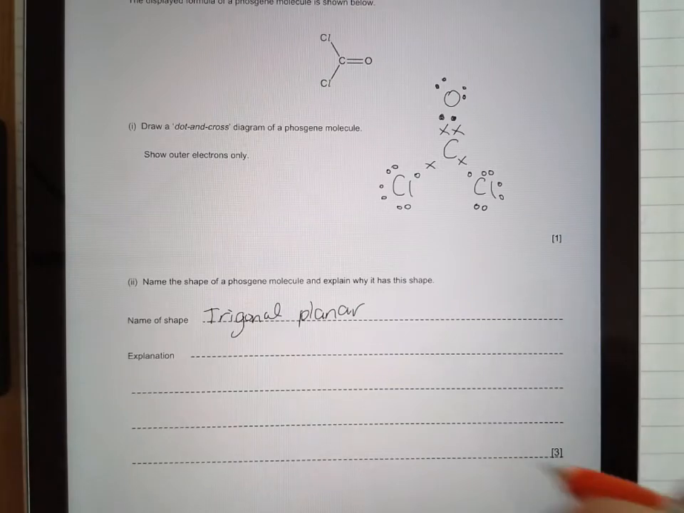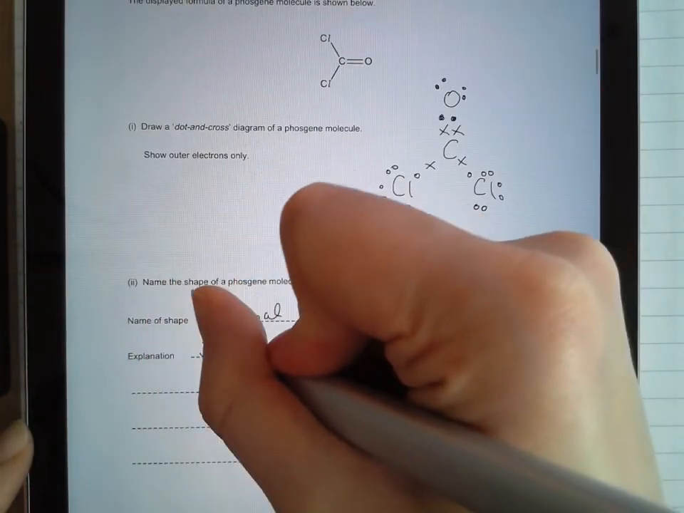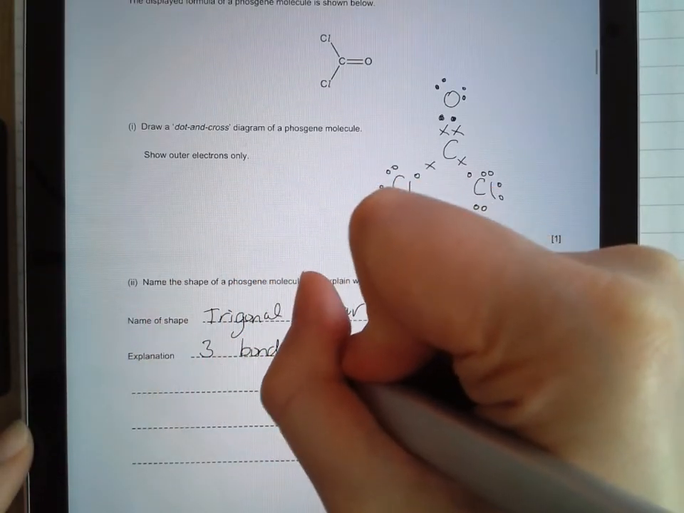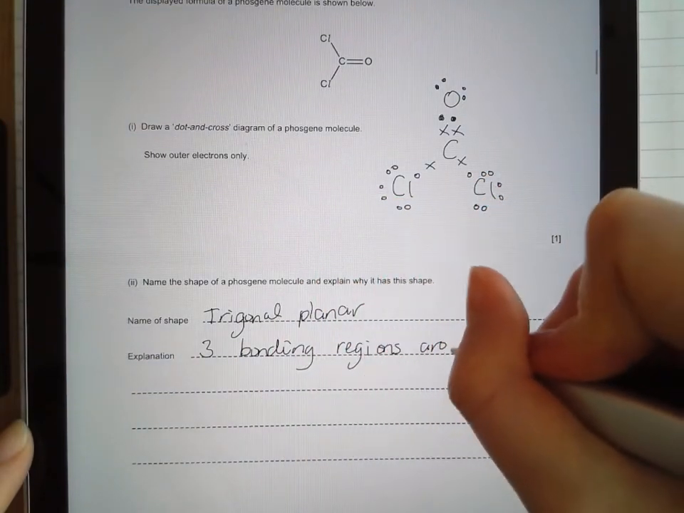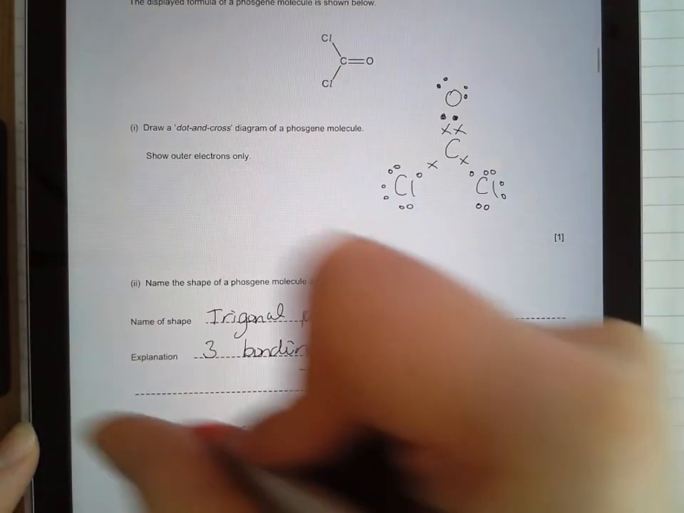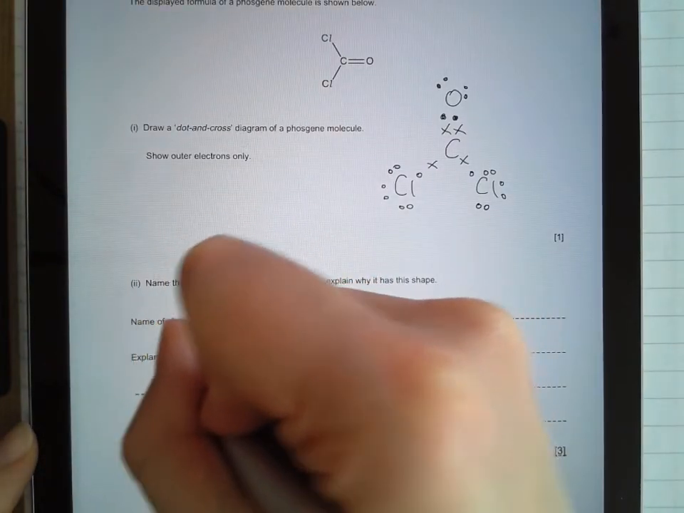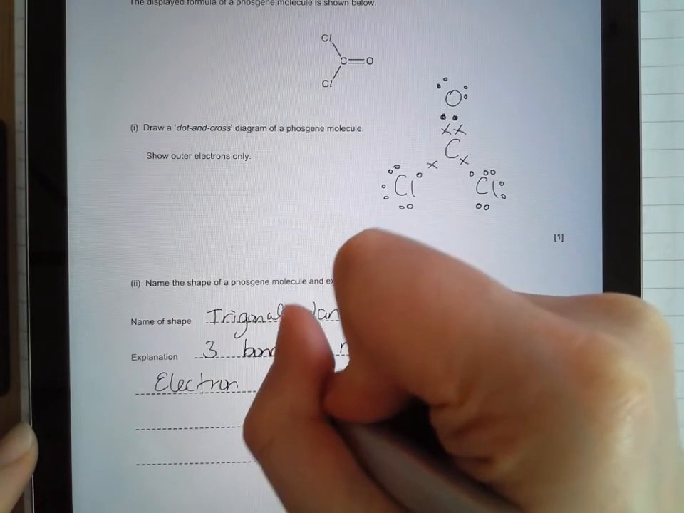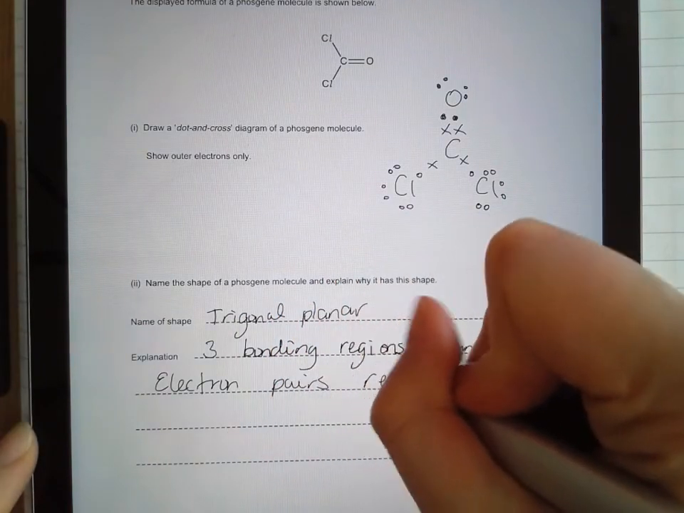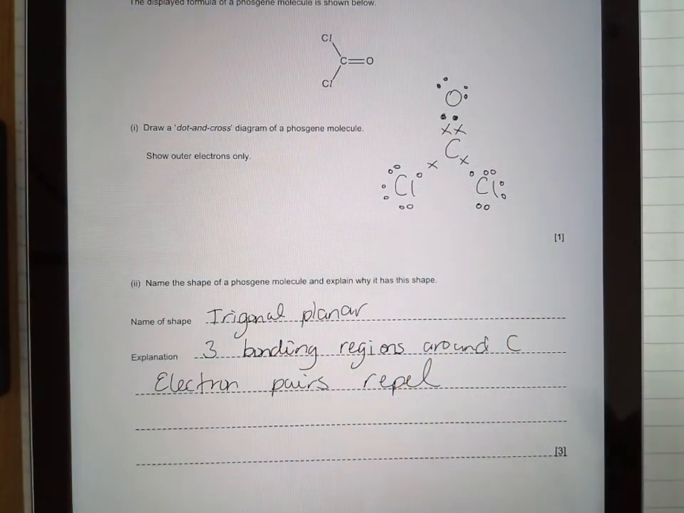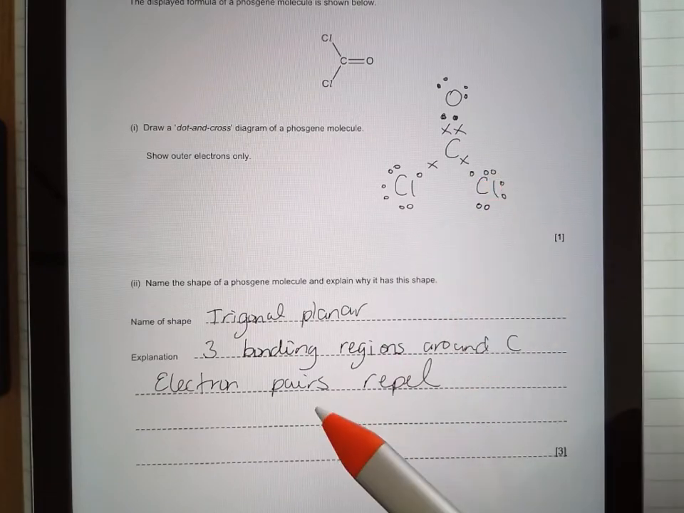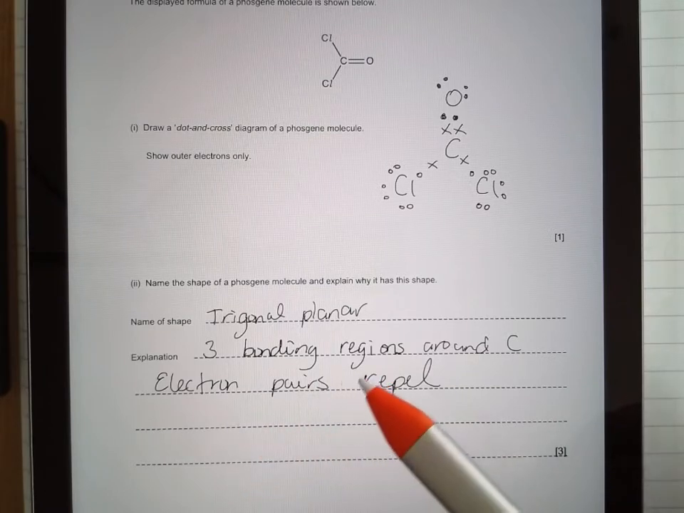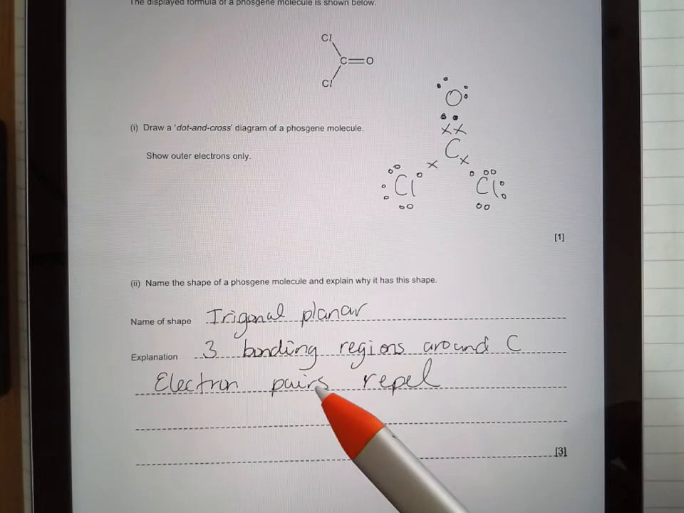Then it wants the explanation, and you are going to say that there are 3 bonding regions around carbon. And then you're going to say electron pairs repel. There's no lone pairs, so you're not mentioning lone pairs, and then you need to mention that electron pairs repel. If you just said electrons repel, you won't get the mark. You have to say electron pairs repel.